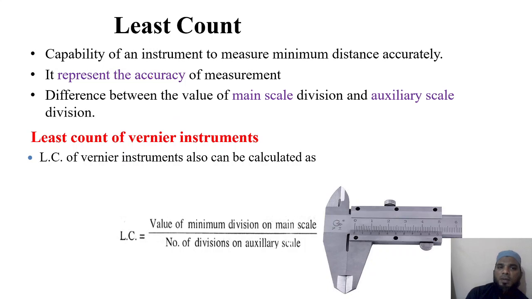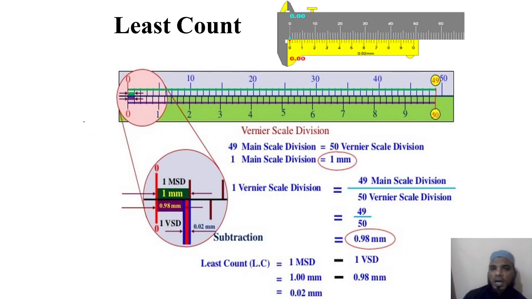So the capability of an instrument to measure the minimum distance accurately represents the accuracy of measurement. It is the difference between the values of the main scale division and the auxiliary scale division. Okay, let us see how we are going to calculate.